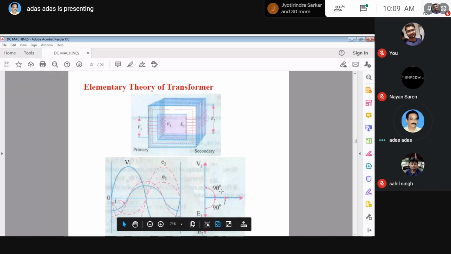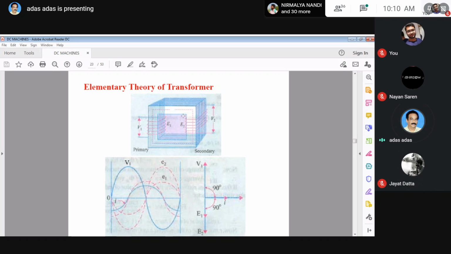Previous day, we were discussing transformers. This is the transformer. This is a simple transformer, but not actually. It has two limbs, one here and another here. One winding is on this limb, known as the primary, and the other is known as the secondary.